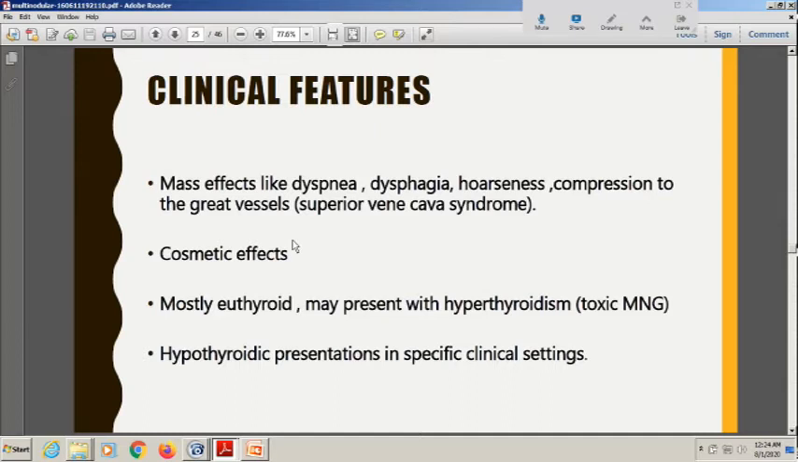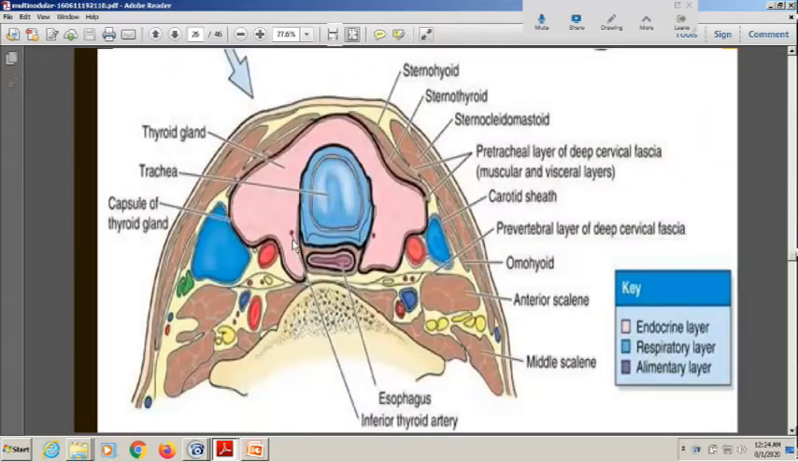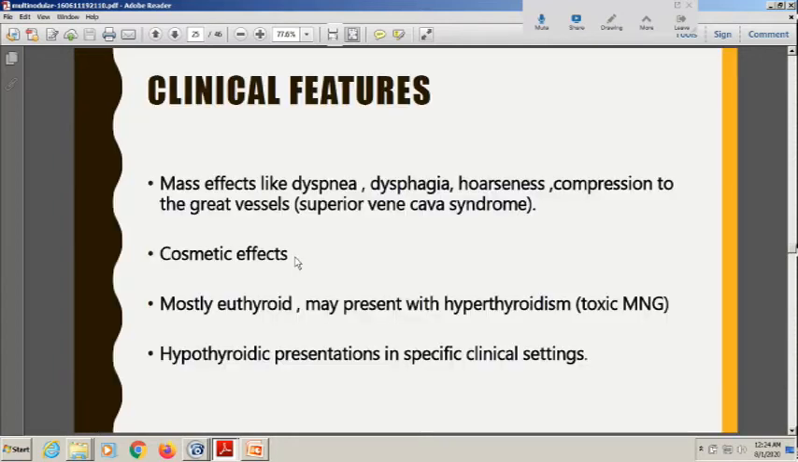So you can see in this diagram, this light pinkish thing is your thyroid gland. This blue thing is your trachea, and this is your esophagus, which is very closely related to the thyroid gland. Now mass effects like dyspnea, dysphagia, hoarseness of voice, compression of the great vessel, the superior vena cava.